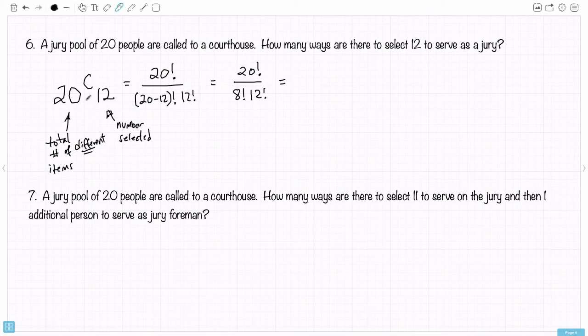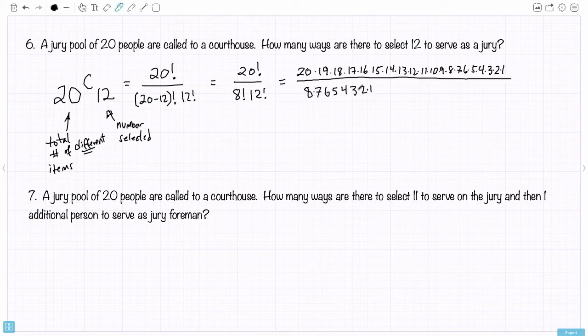Now there's a button on the calculator and you really should use that button. It saves a lot of time. But let me write it all out just for the benefit of explanation. 20 factorial. Well, that'll take a second. So there we have 20 factorial on top. And on the bottom I have 8 factorial. All those multiplied together. And that's multiplied by 12 factorial.